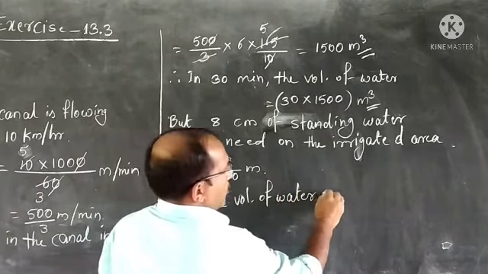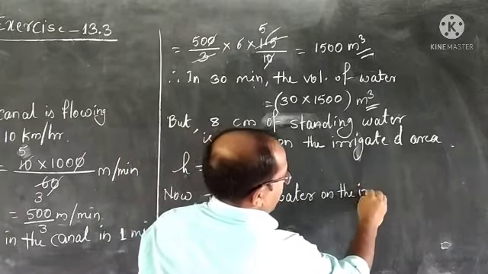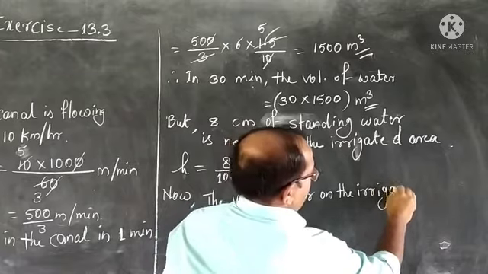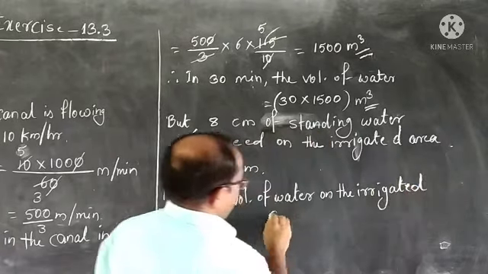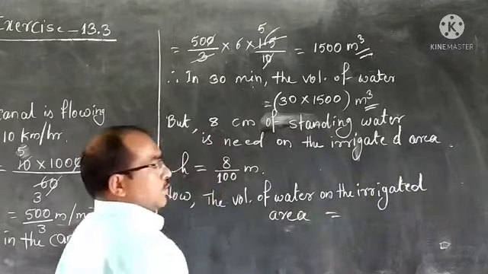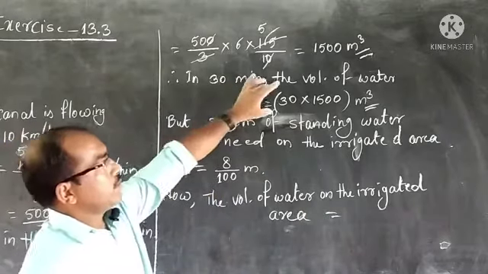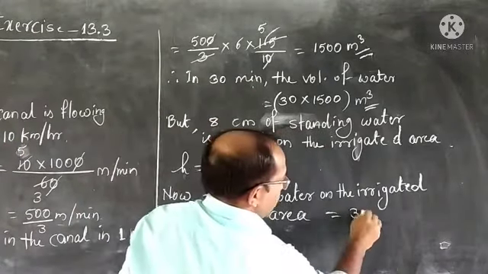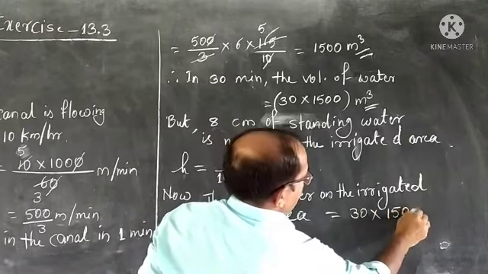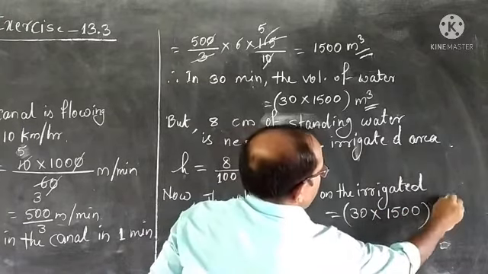Water on the irrigated area, how much water have we supplied in 30 minutes? 30 into 1500. So, this water is there in the field. The question asked is, what area have we irrigated?